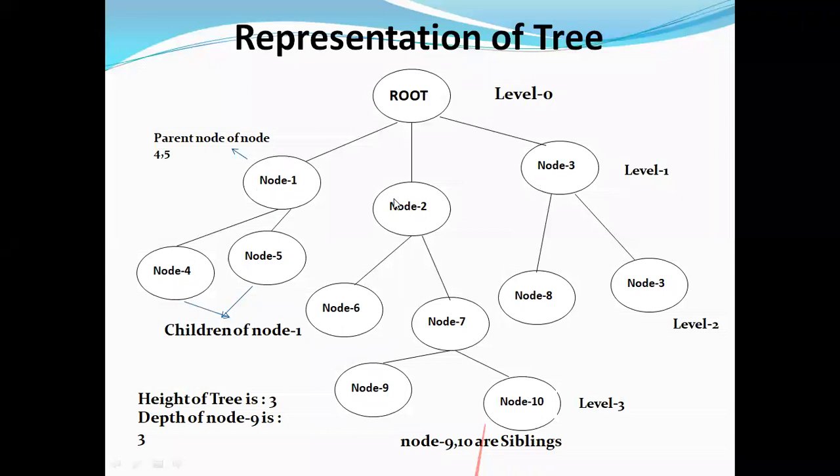Node 1, node 2, and node 3 are in one level. We call it level 1. Node 4, node 5, node 6, node 7, node 8, and let's say node 3, are in level 2. And node 9 and node 10 are in one level. We call it level 3. Fine, this is how we can represent it.